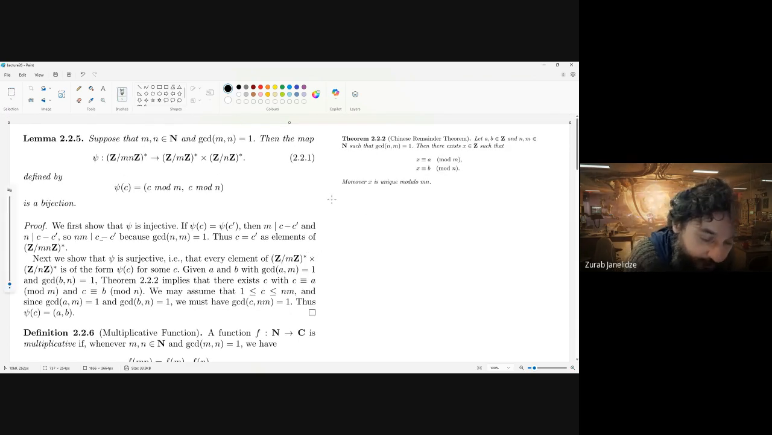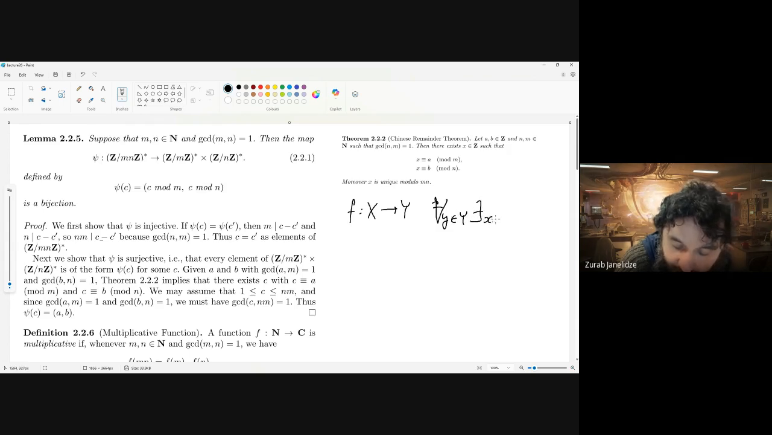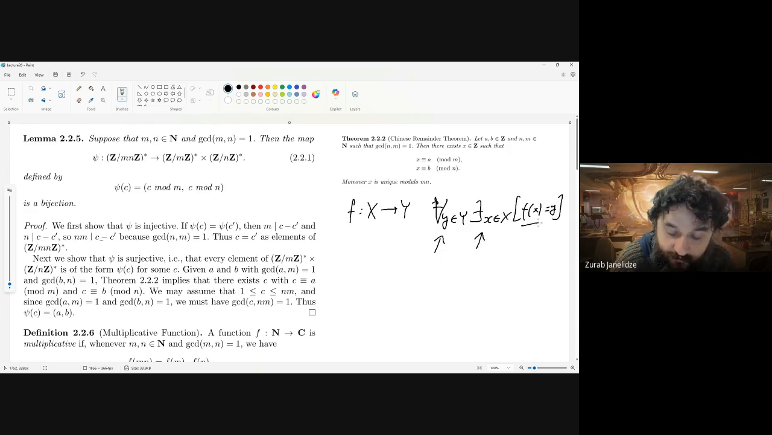For surjectivity, we need to pick an element here and show that no matter what element we pick in this set, there will always be something in the other set that maps to that element. Recall that when we have a function f from X to Y, it's surjective when for every y in Y, there exists an x in X such that f of x equals y. So to prove that this holds, we have to take a random y and prove that there exists an x for it such that f of x equals that y. And this is what is reiterated here.